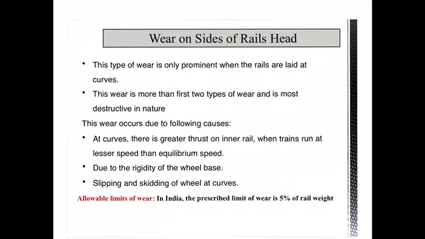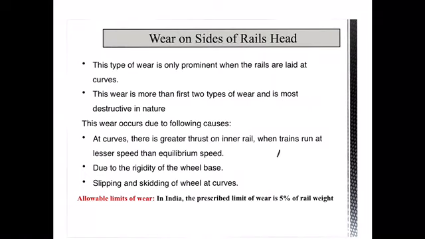So the main reason is the effect of centrifugal force. Whenever the super elevation is not provided properly, that will lead to a higher concentration of stresses on one rail with respect to the other. That will cause the rail wear. Now, whenever rail wear occurs, we have allowable limits for the wear. In India, the prescribed limit is 5% of the total weight of the rail section. What is this weight of 5% wear?